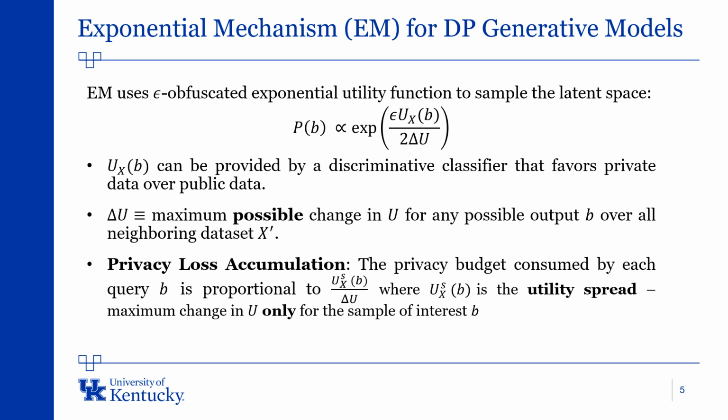The privacy loss incurred by answering a single query b is proportional to this term, where in the denominator we have the global sensitivity. In the numerator, we have this term u super s of b, which is called the utility spread. This is the maximum change in the utility value that can happen only for the sample of interest b, instead of considering all the samples possible.